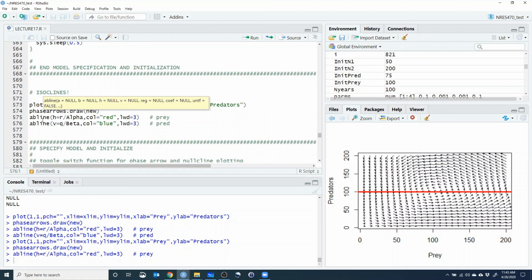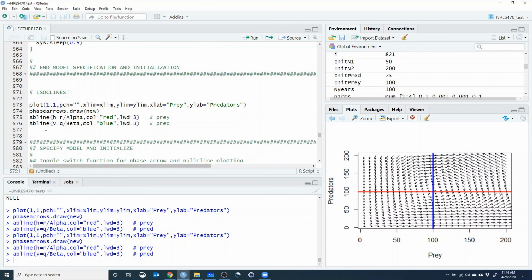Now we're looking at this y-axis and saying, okay, the predator population is declining here, increasing here, and increasing here. The arrows point up for increasing and arrows point down for decreasing. So decreasing over here, increasing over here. Now if we draw the isocline, it looks like this. That's where the predator population has zero growth.